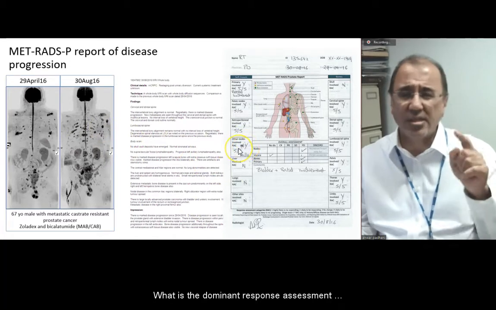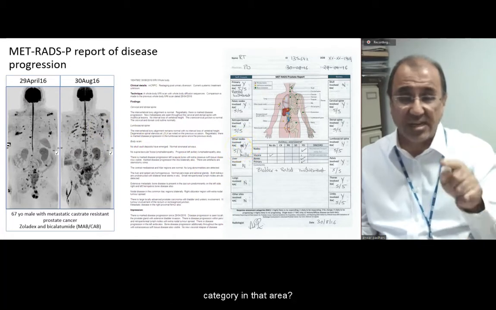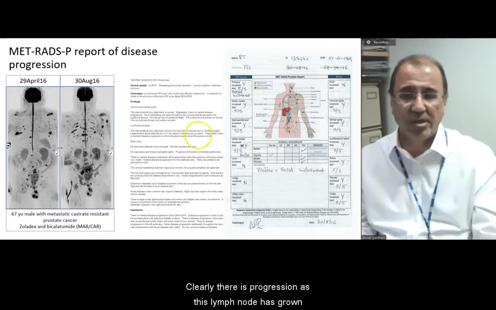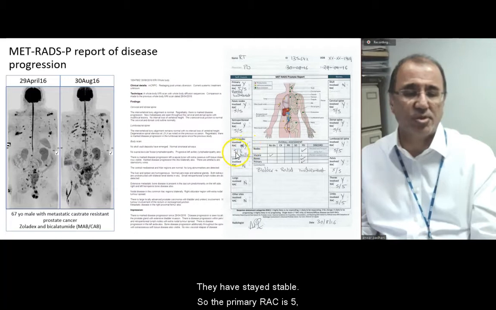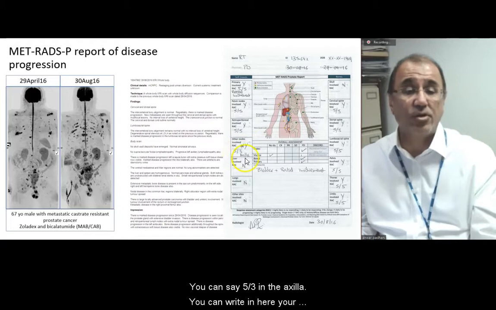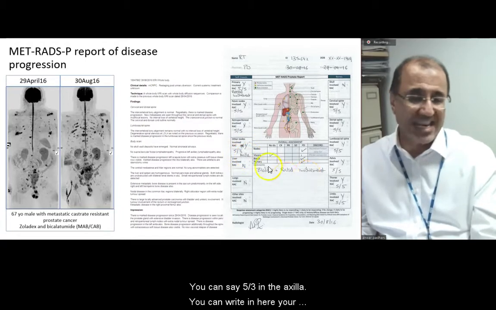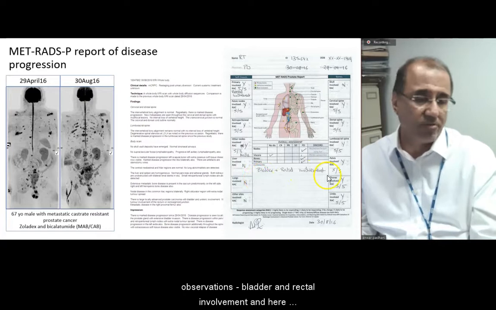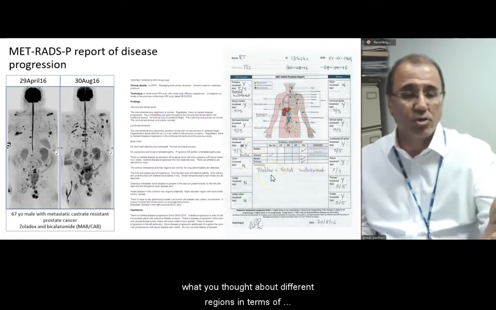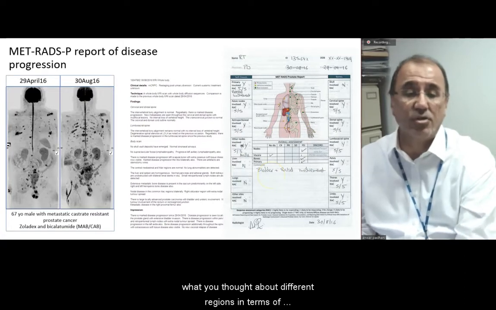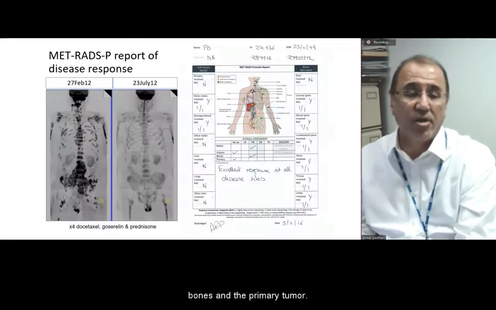Whereas if you look at the axilla here, for example, is there disease? Yes. What is the dominant response assessment category in that area? Clearly it's progression, because you can see this lymph node here has grown. What about the other lymph nodes? Well, they've stayed stable. So, is there disease? Yes. The primary response assessment category is 5. The rest are stable, and you can say this is in the axilla. You can write in here your observations, bladder and rectal involvement, and here you can write down what you thought about different regions in terms of nodes, viscera, bones, and the primary tumor.